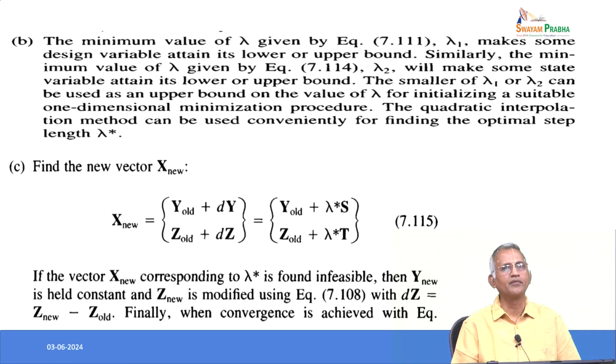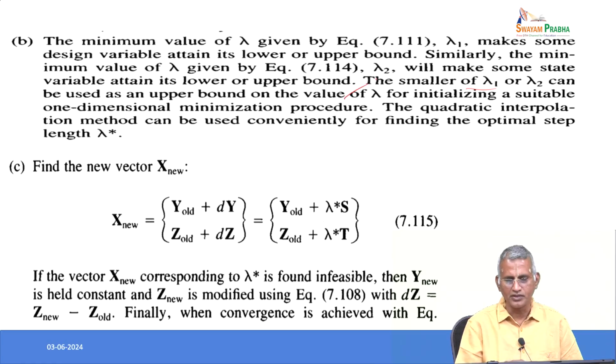So, the minimum value of lambda is given by the equation, where lambda 1 makes some design variable attain its lower or upper bound. Similarly, the minimum value of lambda is given by the equation where lambda 2 will make some state variable attain its lower or upper bound. So, the smaller of lambda 1 or lambda 2 can be used as an upper bound on the value of lambda for initializing a suitable one-dimensional minimization procedure. The quadratic interpolation method can be used conveniently for finding the optimal step length lambda star.